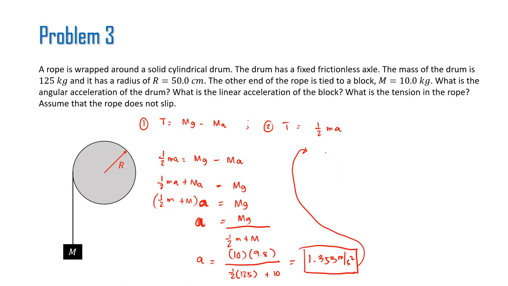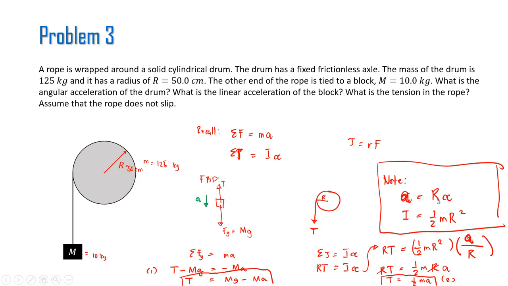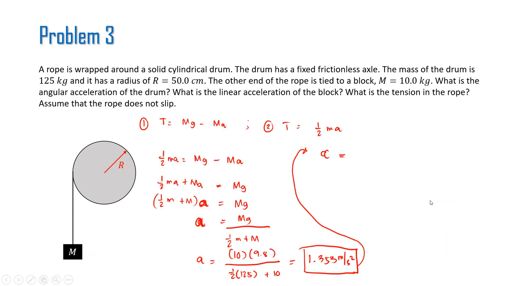After this, we can get alpha. So the angular acceleration, we can solve it using this equation. We have alpha is equal to a divided by the radius. Okay, so this is equal to the linear acceleration divided by the radius. The linear acceleration, we have obtained to be equal to 1.353 meters per second squared. And our r is given, which is equal to 50 centimeters, or 0.5 meters. So therefore, our alpha, the angular acceleration, is equal to 2.706 radians per second squared.